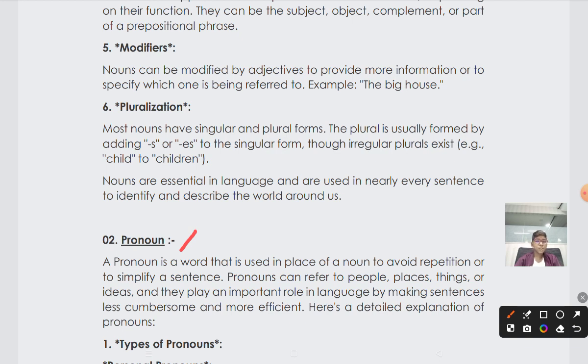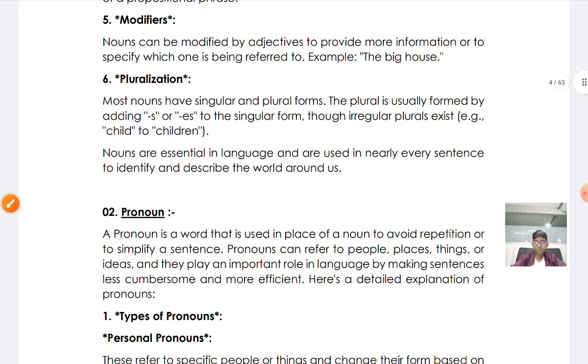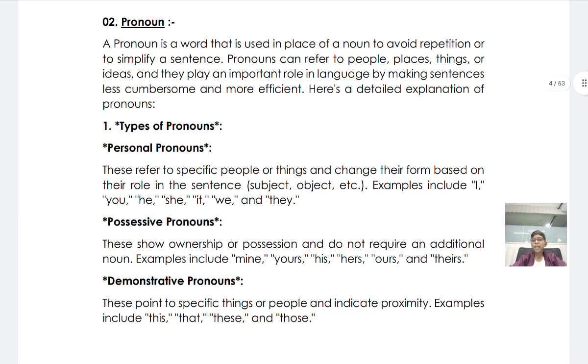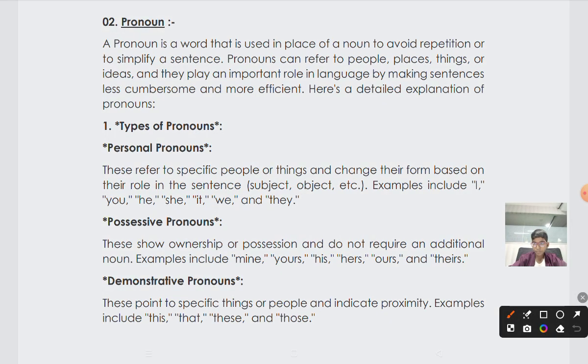Here's a detailed explanation of pronouns. So we're going to look at the detailed explanation of pronouns. Firstly, we're going to see the types of pronouns. What types of pronouns are there? Firstly, we look at the personal pronoun.